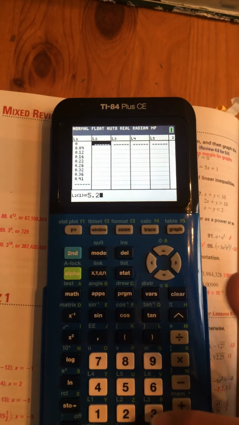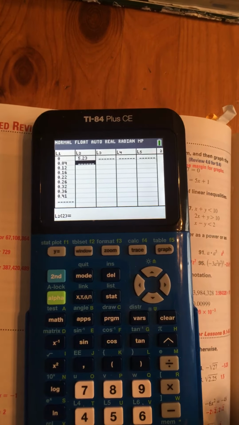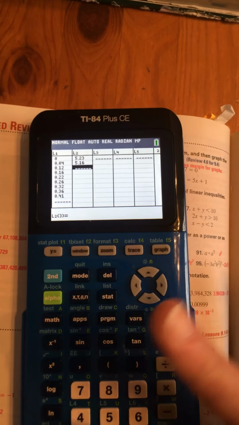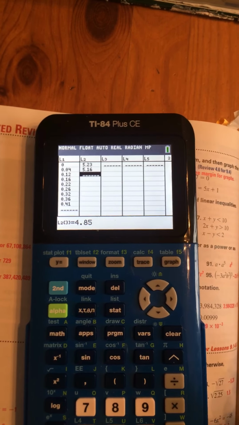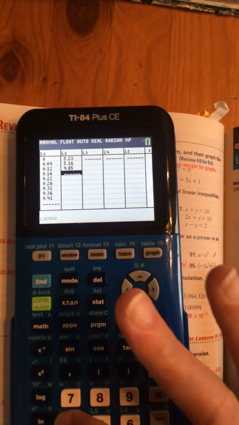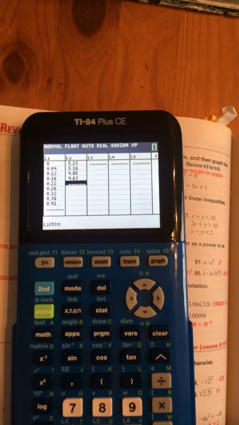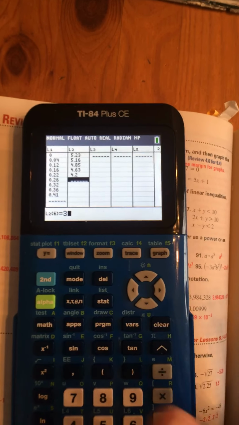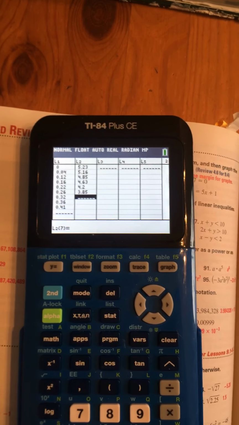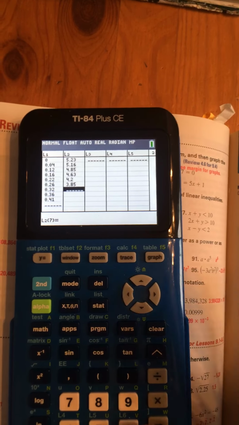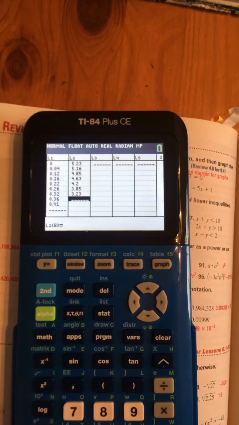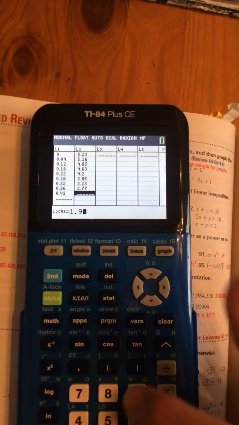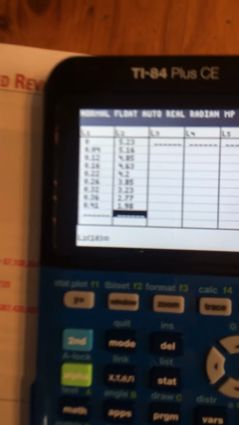So I've got 5.23, 5.16, 4.85, 4.63, 4.20, you really don't have to put that 0, 3.85, 3.23, 2.77, and 1.89. And what I said before, you don't have to have this many points.